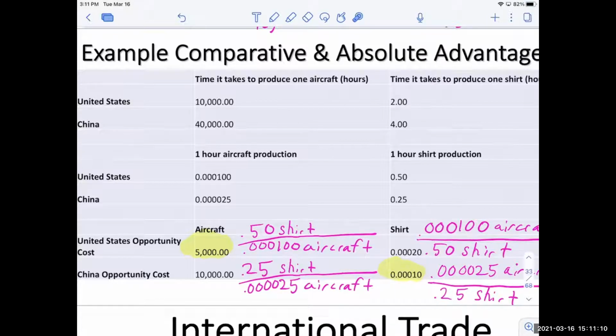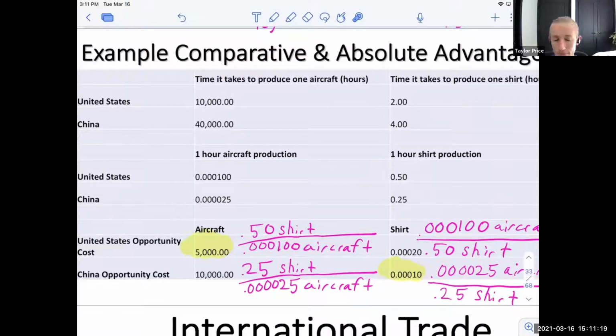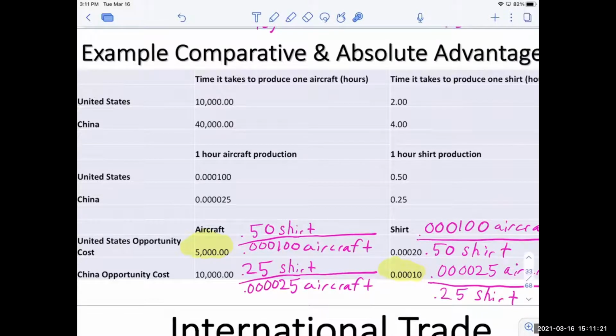Yeah, I got one question. In this case, what you did was to get 0.50, you just did 1 divided by 2 and the same thing for 4. Exactly. Okay, is that because it says 1 hour shirt production? Is that why? Yes. Yeah.